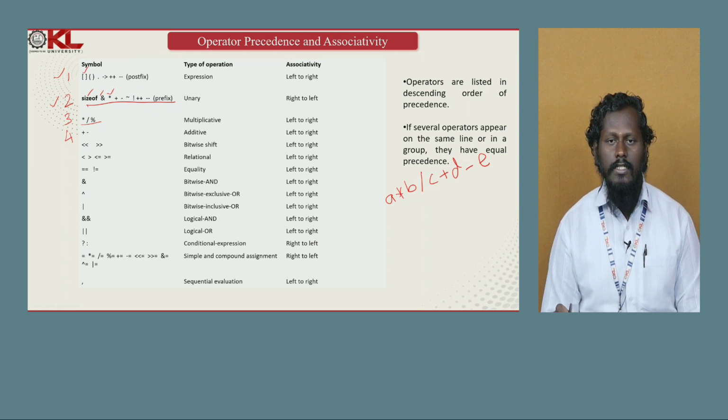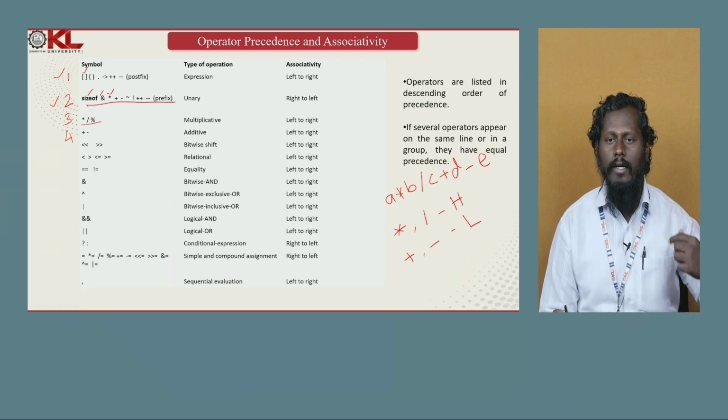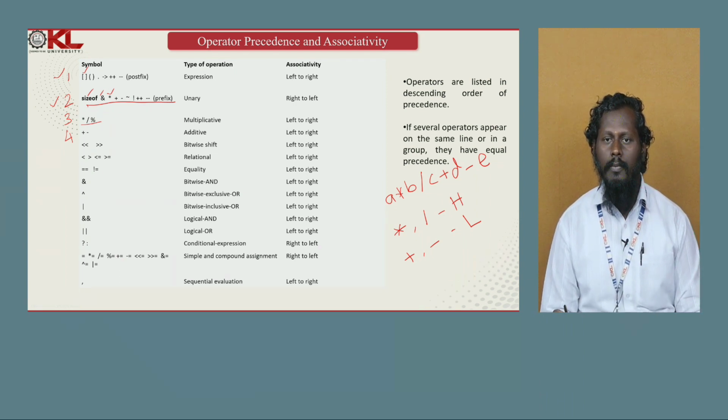So I have written an expression, that is A into B divided by C plus D minus E. Here there are two different kinds of operators, higher ones as well as lower ones. The multiplication and division are higher precedence, that means high priorities, and plus and minus are the lowest priorities. So in expressions, first you have to see precedence, then you have to see associativity. Precedence is nothing but priority. So in this expression, the highest priority is multiplication and division.